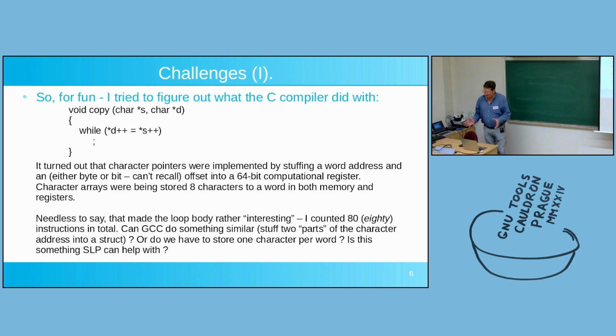So the question is, can GCC do this? Could SLP help us with this by storing at least 8 characters in a row in a register or a memory word? And how would that work? So this has no answer yet.